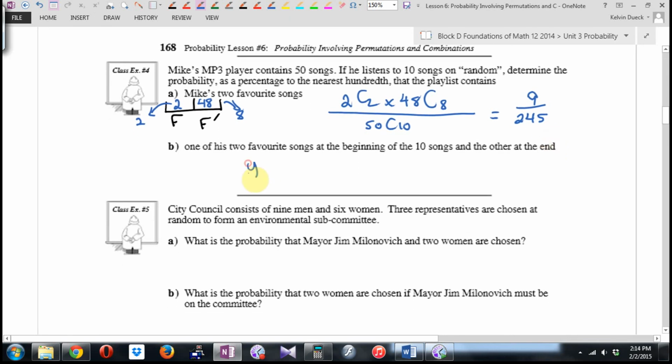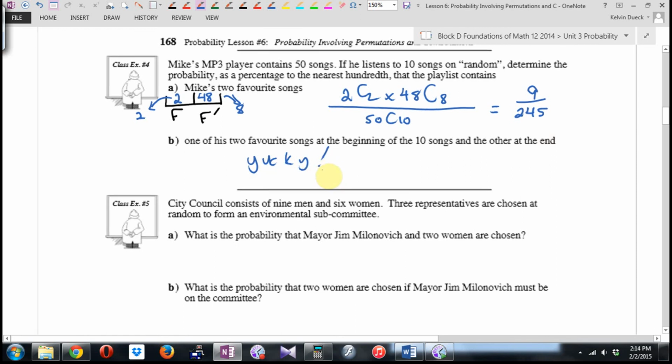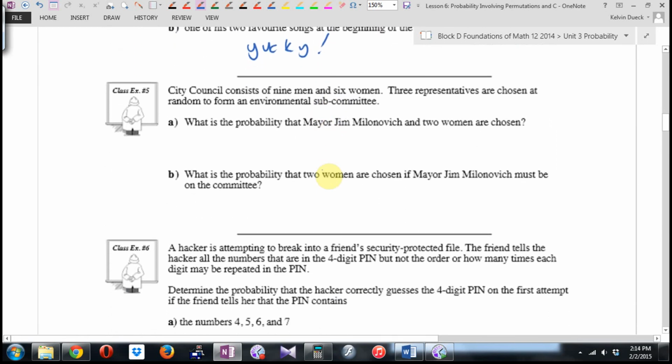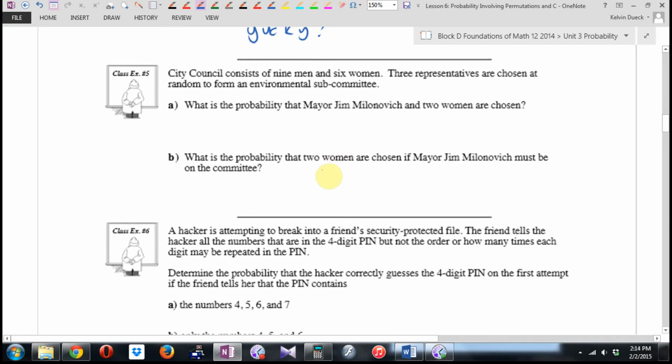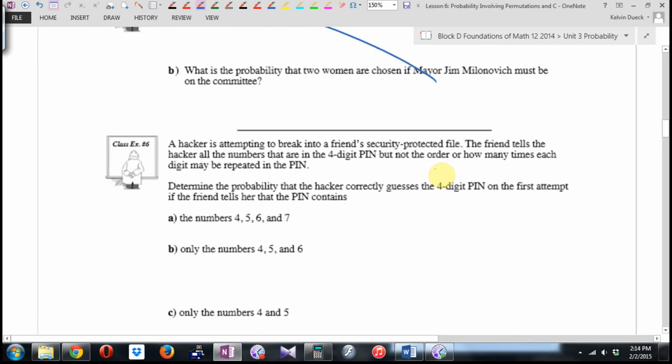B. Skip it. I'm not going to go that tricky. Committee questions. I'm going to make it a card question, so I'm going to say no.